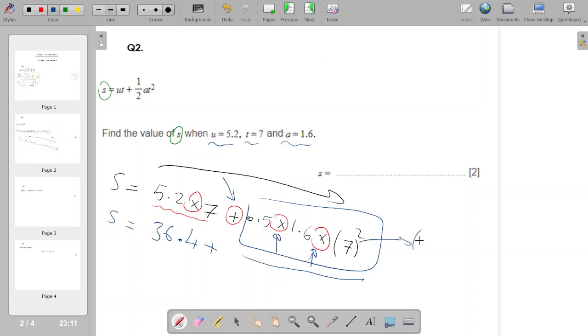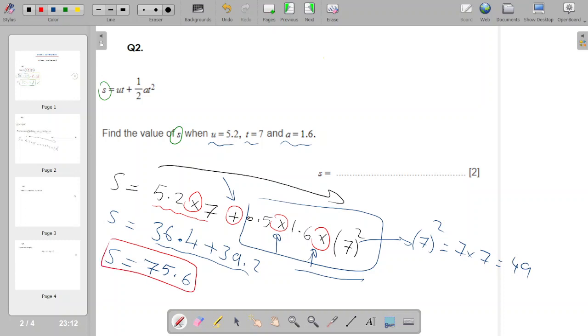And remember, the square of 7 is going to be equal to 7 multiplied by 7, which is equal to 49. So all of that, 0.5 multiplied by 1.6 multiplied by 49, is going to be equal to 39.2. And when you add these two values together, you're going to discover that s is going to be equal to 75.6, and that's the final solution.